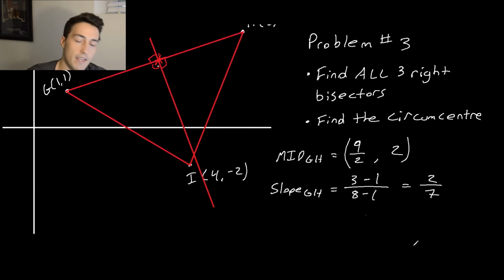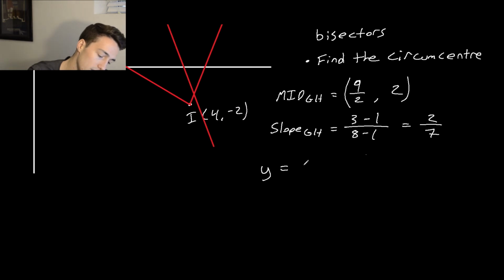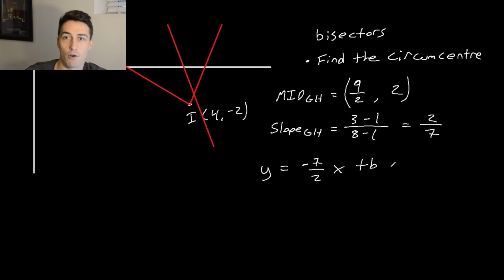Now we want the negative reciprocal of that because we want the perpendicular slope to that line. So the right bisector of GH is going to equal negative 7 over 2 x plus b. And now we plug in our midpoint of line GH to get the b value of this equation.